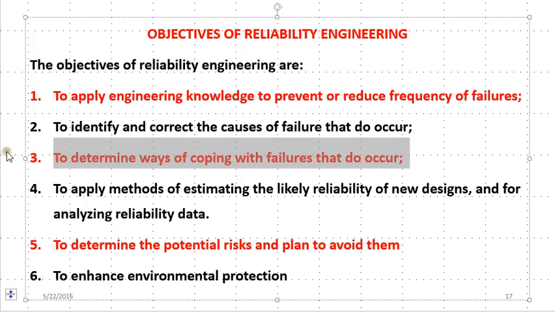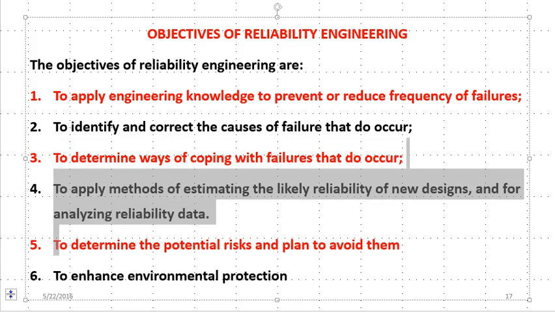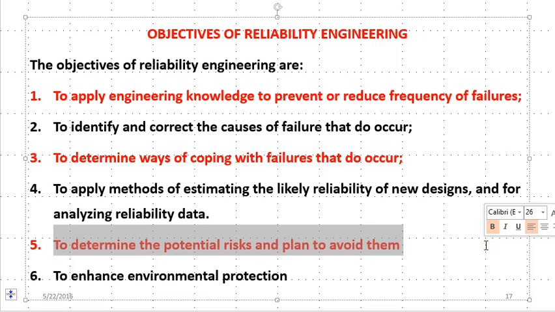Item number 4 is to apply the methods of estimating the likely probability of failure of a new design. That is, if you design a new system before you even produce it and start selling, your knowledge of reliability will help you to identify what are the possible items that can cause failure to the system. So before you produce it, you correct those things so that it will be durable in operation. And we also learn this in order to determine the potential risks. What are the possible dangers that the failures will cause to the people operating the machines or using the machines? If you know them, it will give you ability to design for avoiding them.